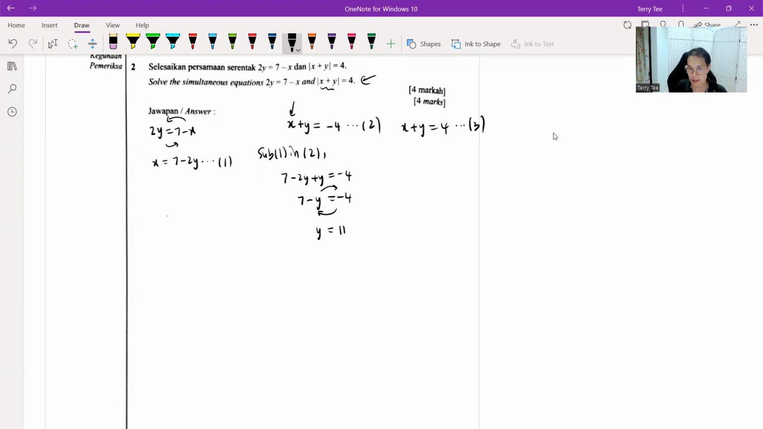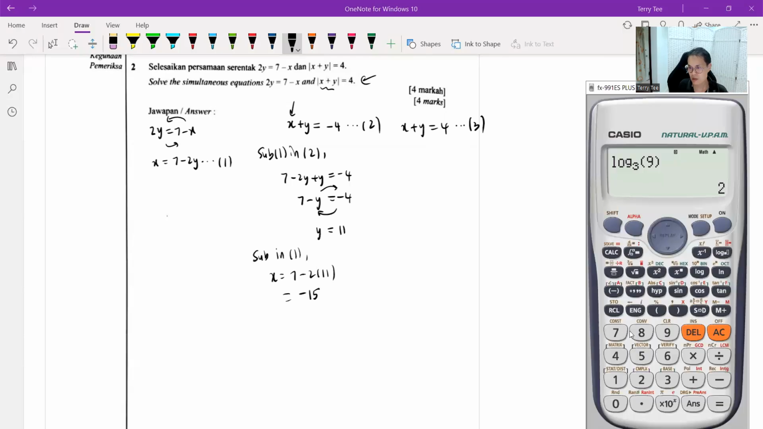y is 11. Now, remember, you have to solve for x and y. You got y, you need to find x. You substitute inside equation 1. Your x is 7 minus 2 times 11. Basically, 7 minus 22, negative 15. You can just use your calculator. There you go. Yep. All right.